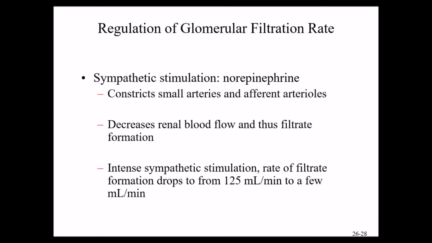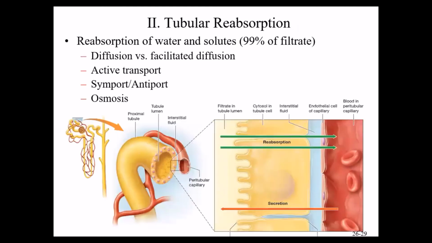Now, your book suggests that under certain traumatic types of events, your sympathetic stimulation could actually decrease your filtrate rate down from around 125 milliliters per minute. That's your normal GFR, just down to a few milliliters per minute. So it really dramatically drops your GFR in a very short amount of time. And of course, after the crisis is over, after the traumatic experience is over, then this should return back to your normal GFR.